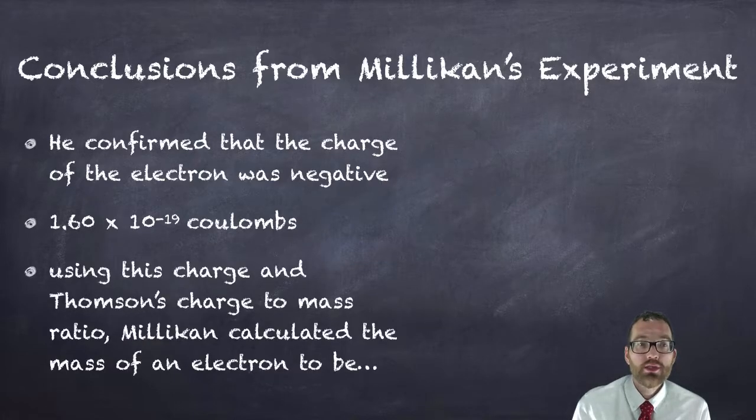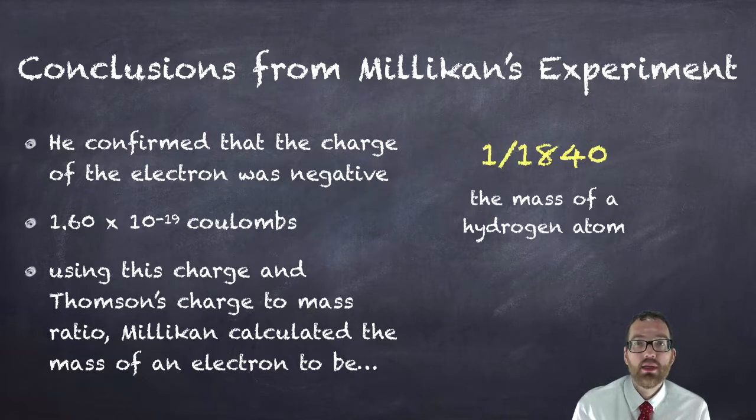And using this charge and Thomson's charge to mass ratio, he calculated the mass of an electron to be 1/1840th the mass of a hydrogen atom, which is really light because hydrogen atoms are the lightest element on the table. They only have one proton and one electron.